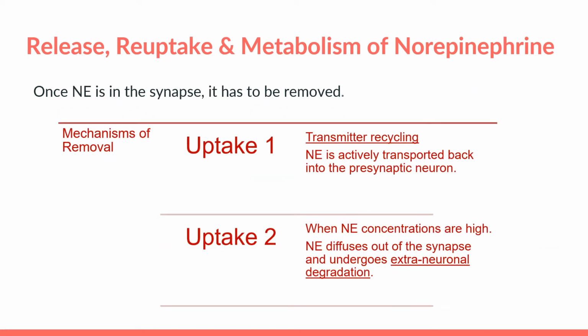After the respective receptors have been stimulated, there must be mechanisms for the removal of norepinephrine from the synapse to terminate the adrenergic impulse. These mechanisms include uptake 1 and uptake 2. Uptake 1 is the process of transmitter recycling, whereby the norepinephrine in the synapse is actively transported back into the presynaptic neuron. Uptake 2 only occurs in the presence of high concentrations of norepinephrine. Norepinephrine that has not undergone uptake 1 diffuses out of the synapse and experiences extraneuronal degradation, which we will cover in the following slide.